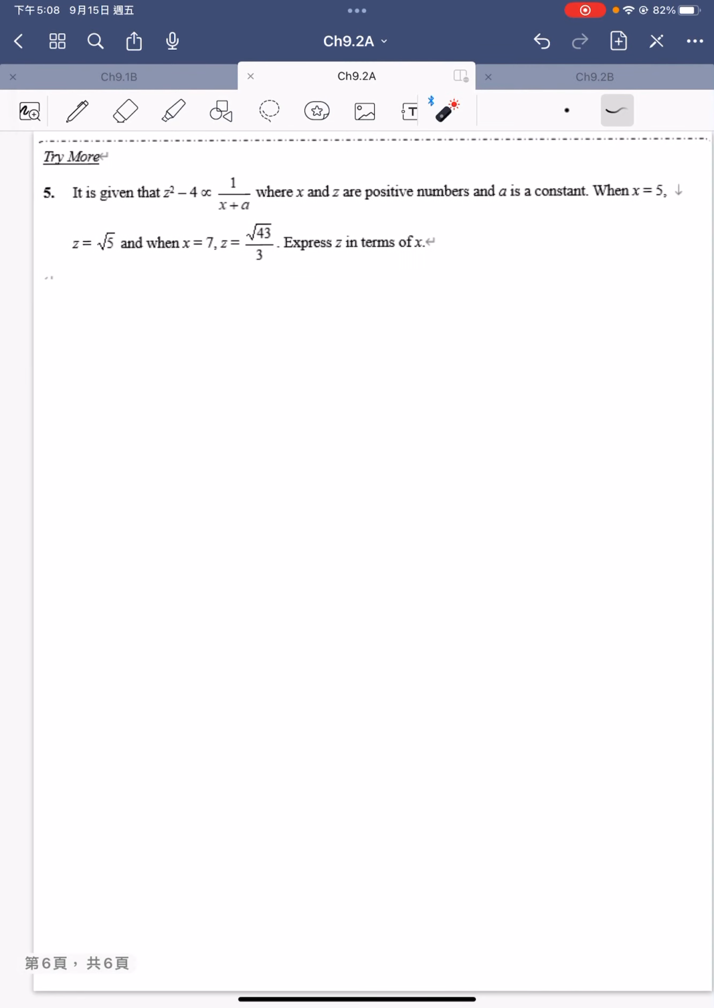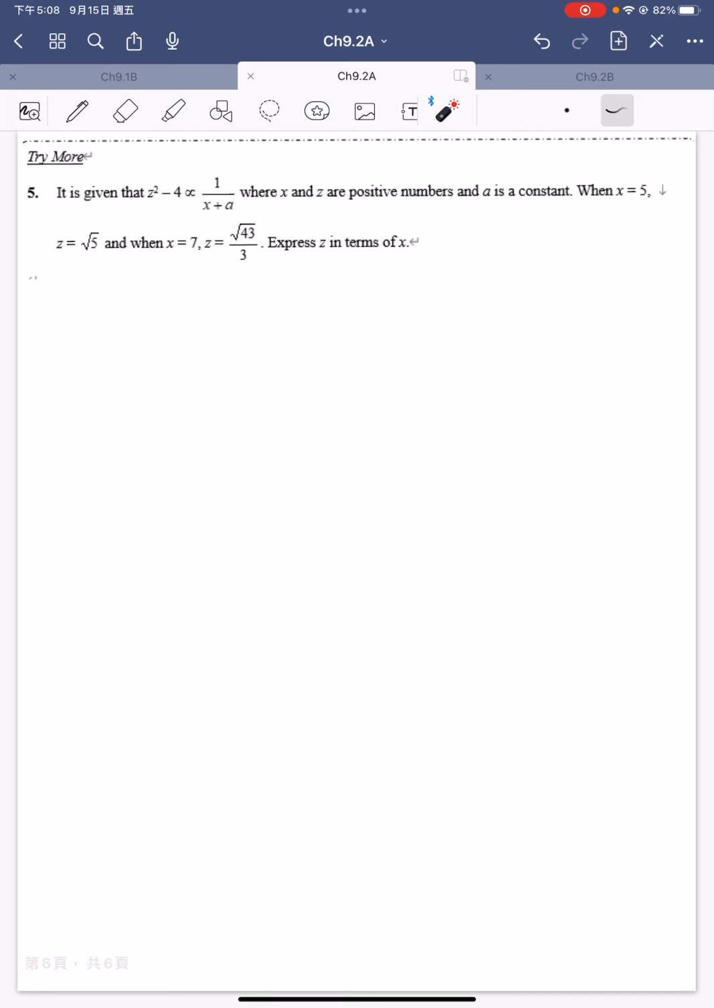So let's move to our last question, question 5. It's a little bit hard question, but it's not undoable. I think only one or two of the students can do it, but try to do it as well. It's quite easy to understand actually.